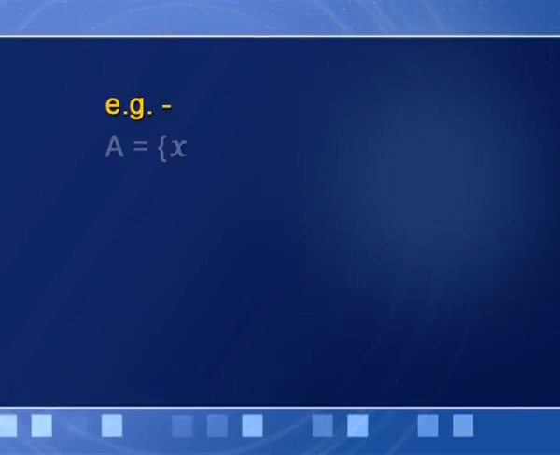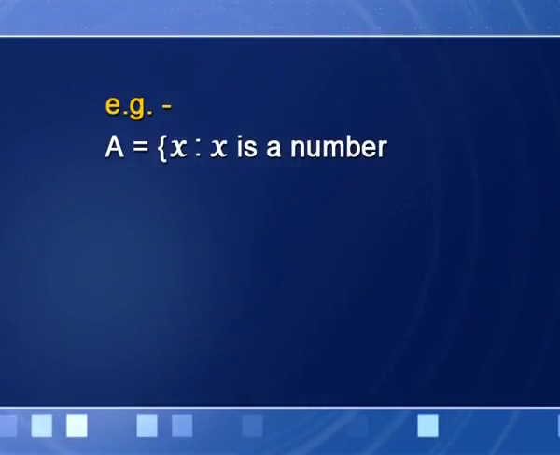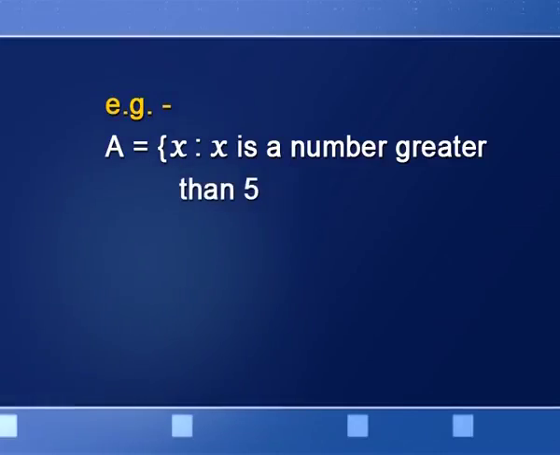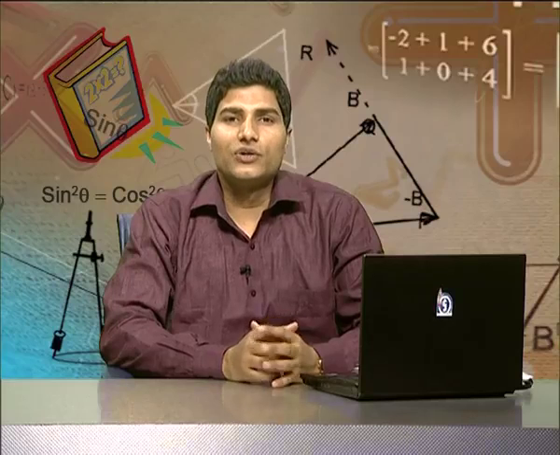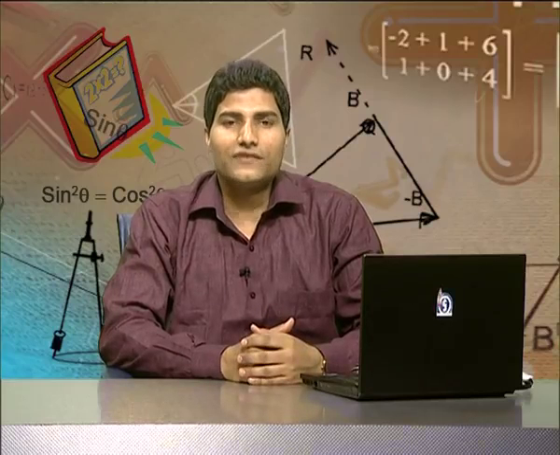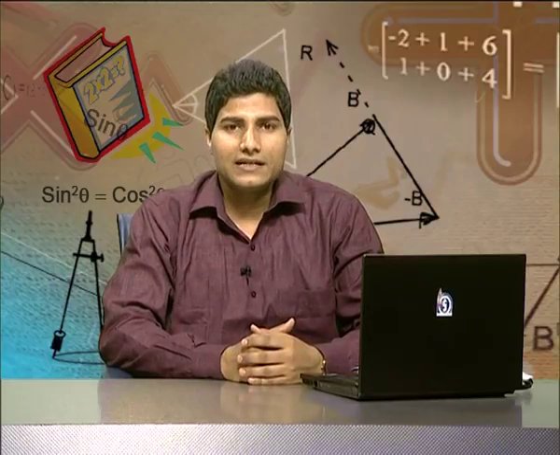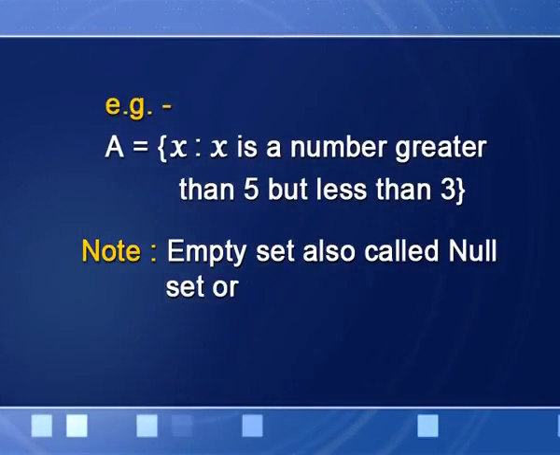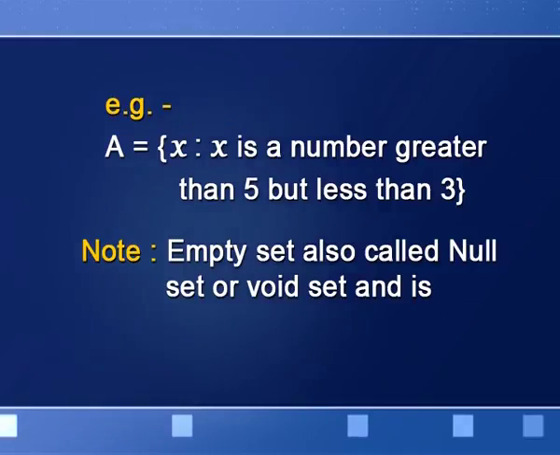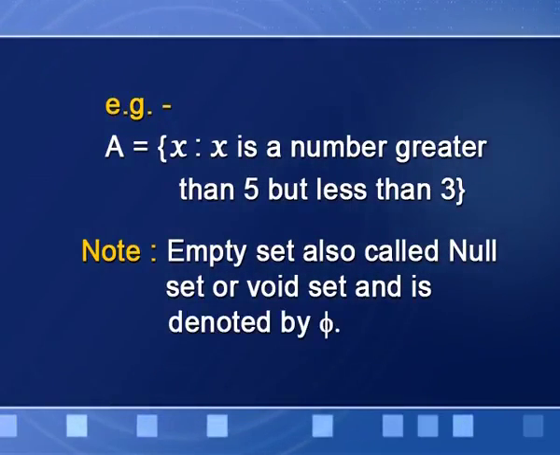For example, x such that x is a number greater than 5 but less than 3. We all know that there is no such number possible which is greater than 5 and less than 3. So this set will include no element. So it will form an empty set. So empty set is also called null set or void set, and it is denoted by the symbol phi.